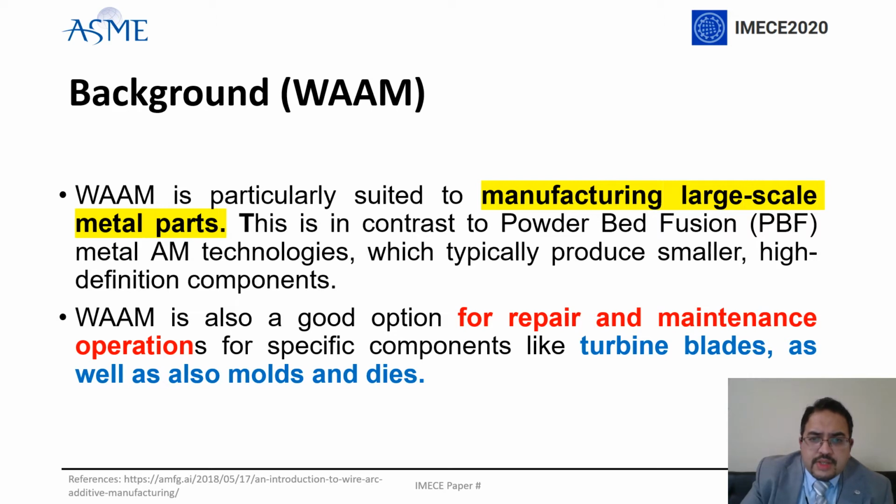The WAAM process is suitable to manufacture large-scale metal parts, and this is in contrast to powder bed fusion systems, which are famous for smaller products but with high definition components. Also, the WAAM process is good for repair and maintenance operations for components such as turbine blades as well as molds and dies.